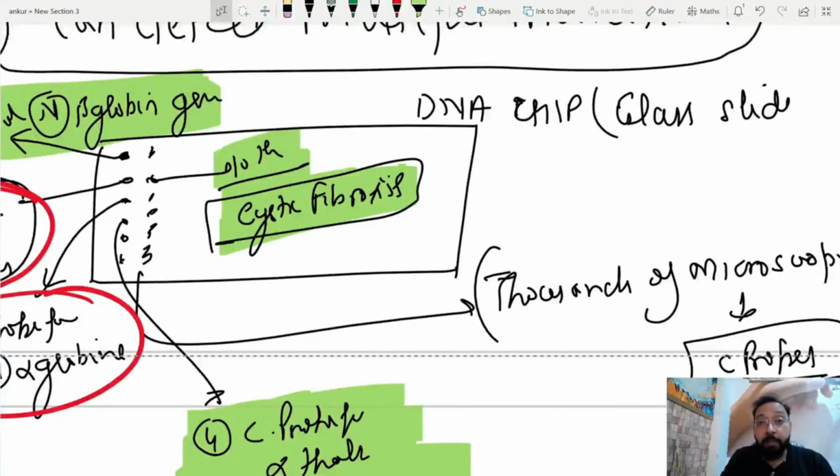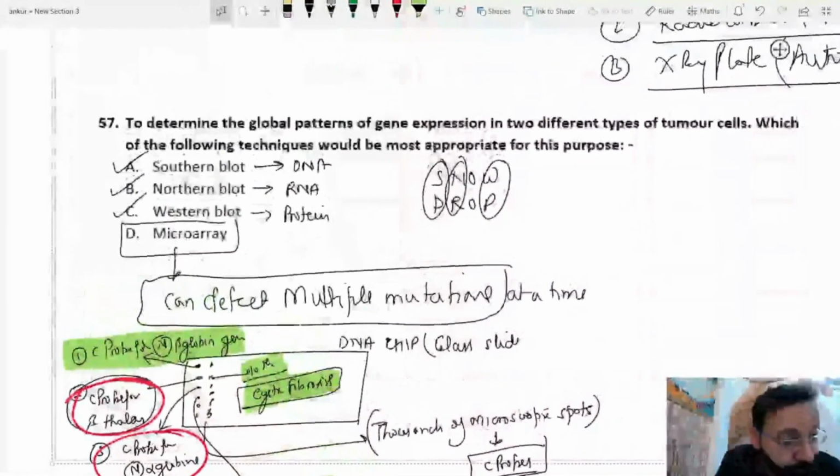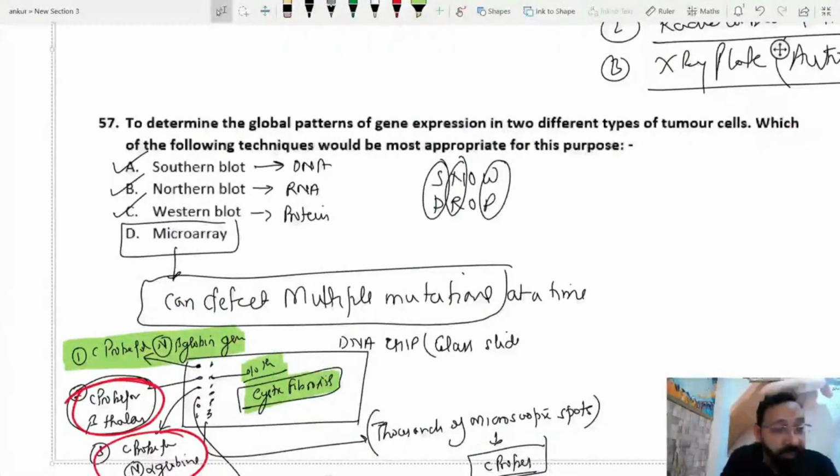So you can detect multiple mutations at the same time. A list will come showing that this gene is normal, this is mutated, this is normal, this is mutated. Means you can detect multiple mutations by microarray. Please do reply, understood this microarray?